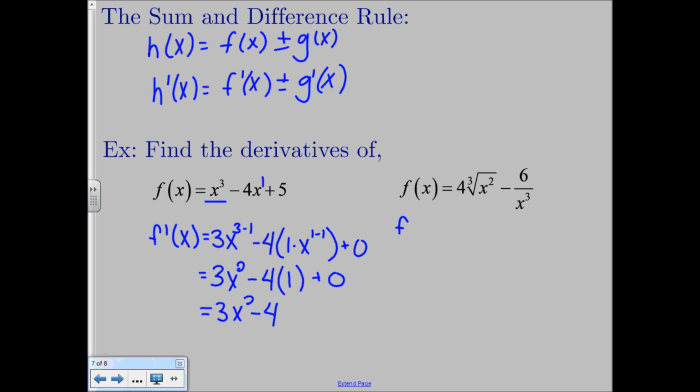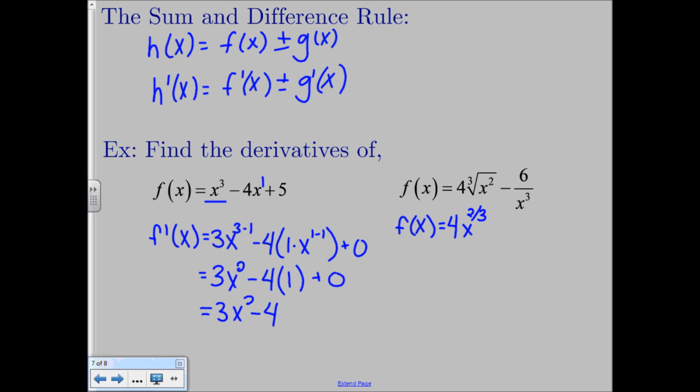First, let's rewrite this function because we got some roots going on. We got rational functions, x is in the denominator. That all needs to get rewritten in order to apply our power rule. All these problems generally come back to just applying the power rule after you rewrite. So we're going to have 4. Now the cube root of x squared can be written as x to the 2/3 power.